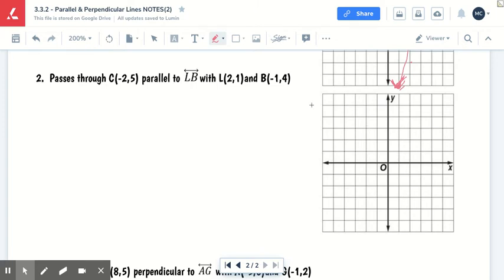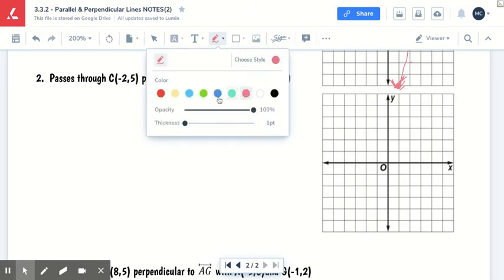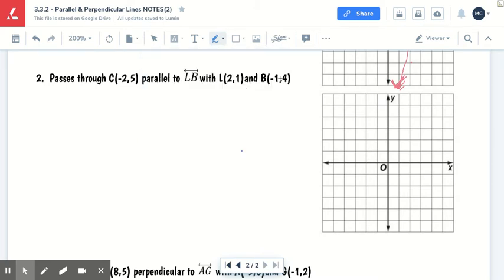For the next one, it says the line is going to pass through C, which is at -2, 5, and it's going to be parallel to LB, which contains these 2 points here, 2, 1 and -1, 4. So I'm going to go ahead and plot C. So -2, 5. From the origin, I would go to the left 2 and up 5. 1, 2, 3, 4, 5. Here we go.